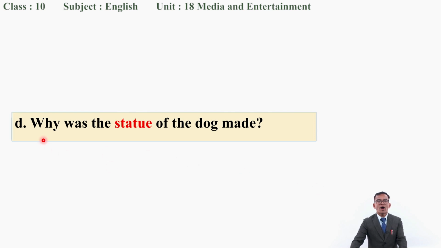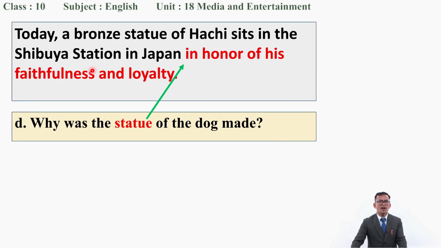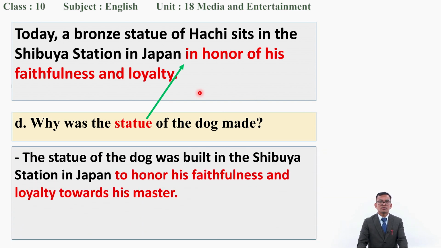Why was the statue of the dog made? Why? It's looking for reason, you know, and the reasons are given here. Why was the statue of the dog made? Today, a bronze statue of Hachi sits in the Shibuya station in Japan in honor of his faithfulness and loyalty. So, what's the answer? The statue of the dog was built in the Shibuya station in Japan to honor his faithfulness and loyalty towards his master.